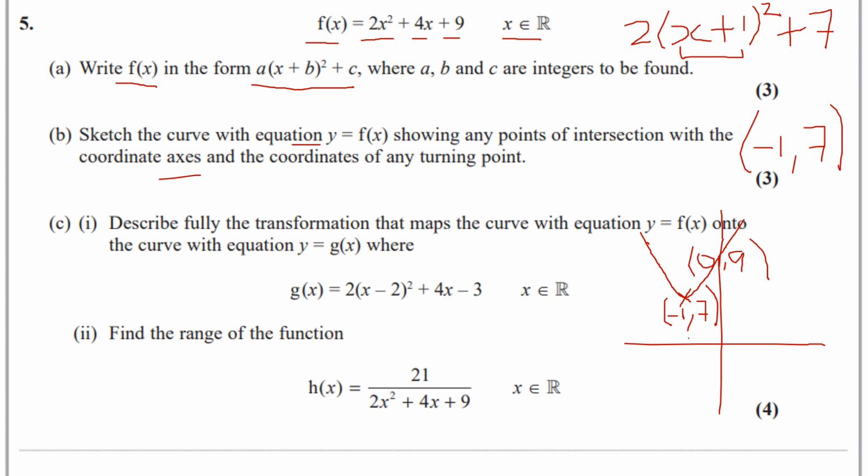What about part C(i)? Describe fully the transformation that maps the curve with the equation y equals f of x onto the curve with the equation y equals g of x, where g of x is equal to 2 brackets x minus 2 all squared plus 4x minus 3, where x belongs to the set of real numbers. So this is actually a bit trickier.